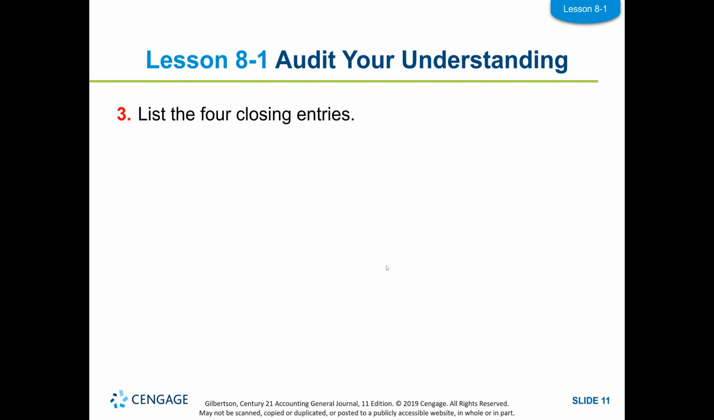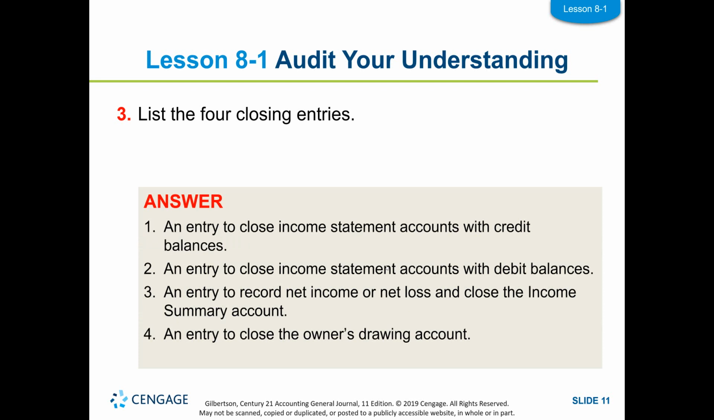What are our 4 closing entries? Now, I like to think of these as an acronym, okay? So I like to think of the first one as R for revenue. So an entry to close the income statement accounts with a credit balance. That's going to be my revenue accounts. Number 2 is going to be E, my expenses. So it's an entry to close my income statement accounts with a debit balance. The third one is going to be an I for my income summary account. So I'm going to close whatever the balance is in income summary. And my 4th closing entry is going to be D, close our drawing account.